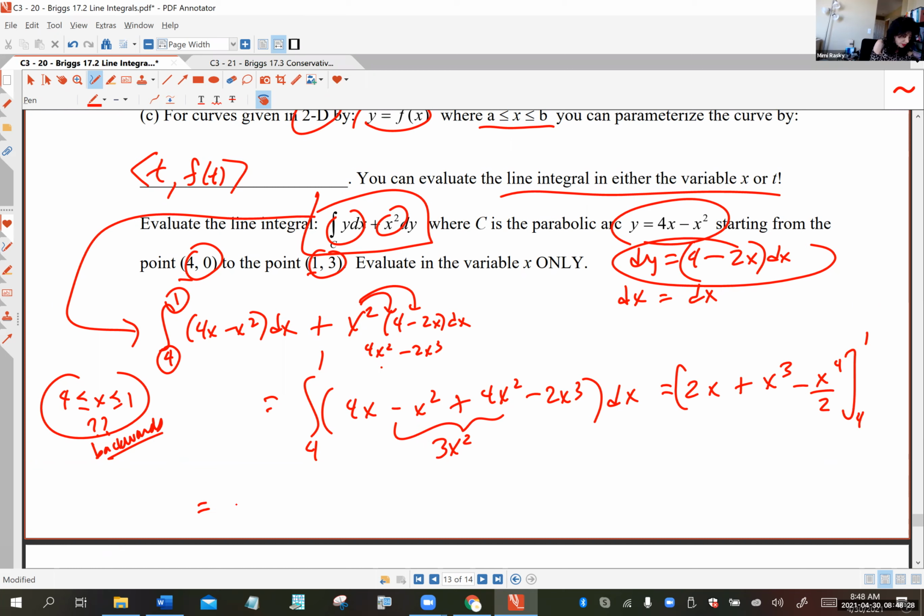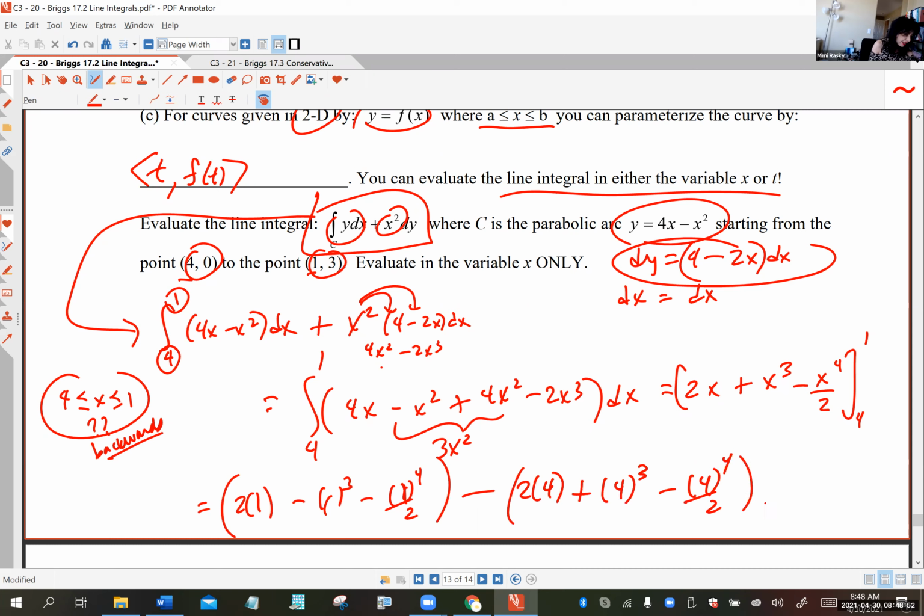I know that seems weird, but 2 times 4 minus 4 cubed minus 4 to the 4th over 2. Or excuse me, I'm doing it backwards. I just said don't do it that way. Okay, sorry, I'm trying to do this too fast. I plug in the upper limit, which is 1, and then minus the lower limit, which is larger, and we'll get the right answer. And after all is said and done, I get 69 halves.